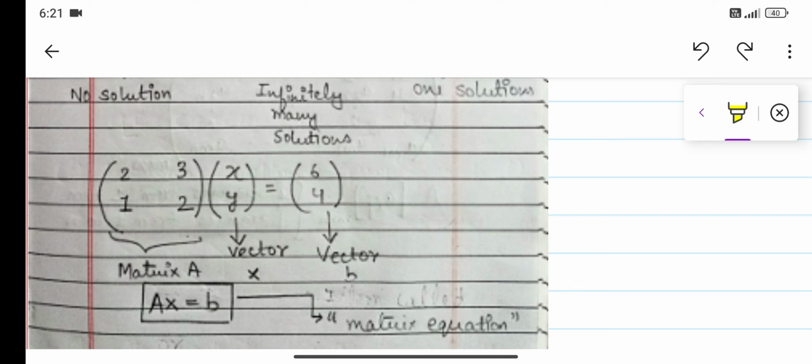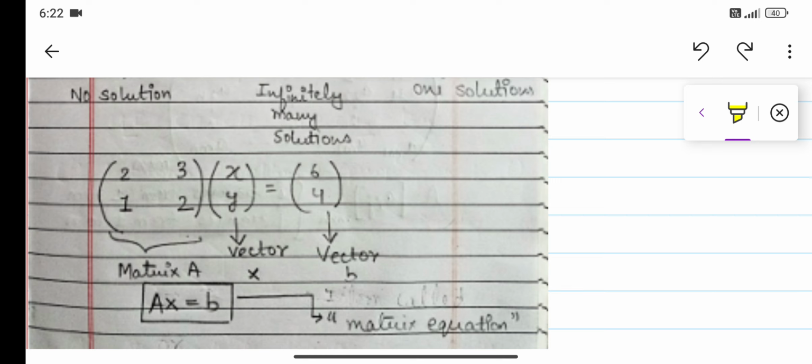So I've named the matrix that consists of the coefficients of the two equations, that is 2x plus 3y equals 6 and x plus 2y equals 4, as matrix A. I've named this vector x, small x, and the second collection of numbers consisting of 6 and 4, we can say the constants, as vector B, right? So we represent vectors by small letters and matrices by capital letters, right?